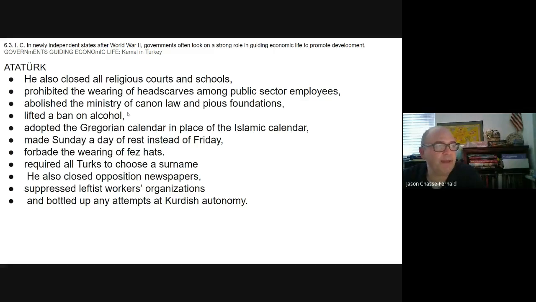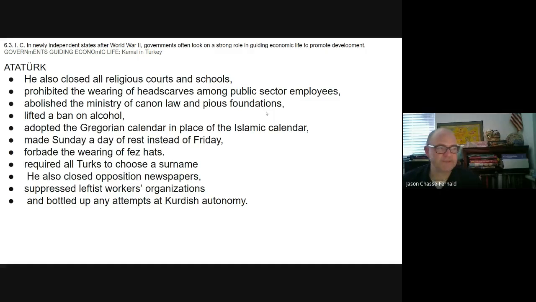All right. Abolishes the Ministry of Canon Law and Pious Foundations. The example in class I usually say is, if you're familiar with how the U.S. government is structured, where we have different cabinet departments, Department of Transportation, Department of Homeland Security, this is an entire government sector that was abolished. So you don't need a Ministry of Canon Law, religious law, if the courts are now being run by the state. Lifts the ban on alcohol.